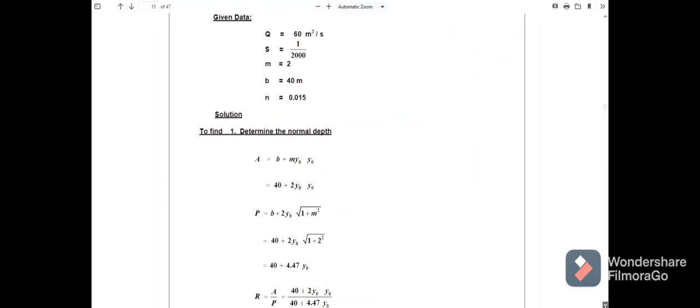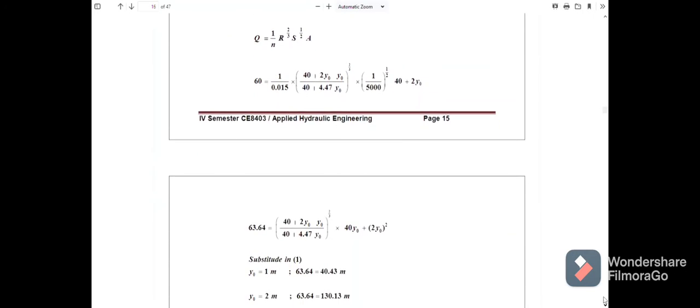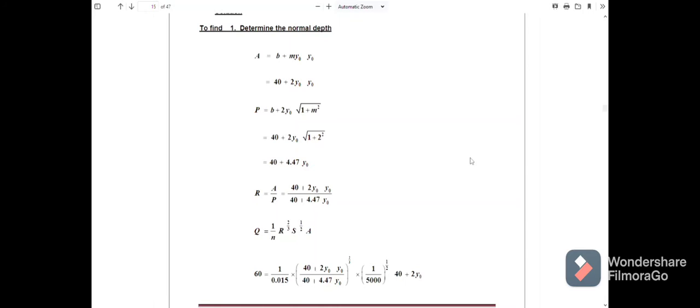Easily we can calculate it similarly like this. Q is always the flow rate. Q indicates the flow rate of this channel. P is the perimeter, b plus 2y root over 1 plus m square. R is the hydraulic radius, area divided by wetted perimeter of the channel.